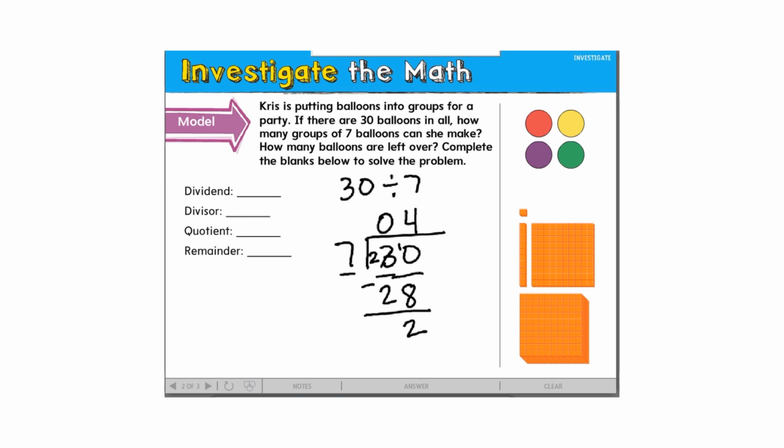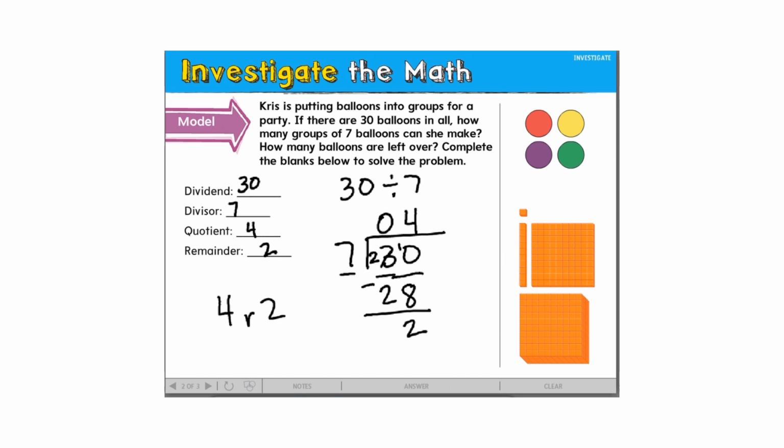So now the dividend would be 30 if we were filling in over here. The divisor is 7. The quotient is the answer, and that would be 4. And the remainder then is 2. So if they have 30 balloons and they want to put 7 in each bouquet, like balloon bouquets or little balloon groups, she could make 4 groups of 7, and then she'd have 2 left over. Now, let me show you why it's important. The answer would be 4, remainder 2.